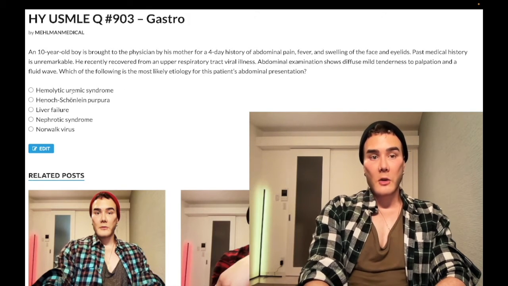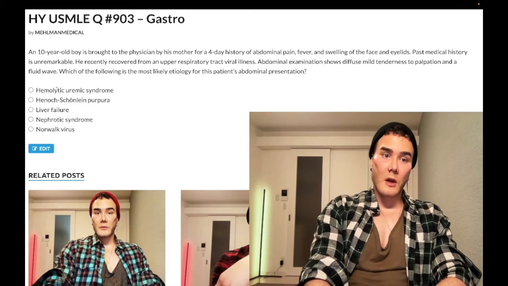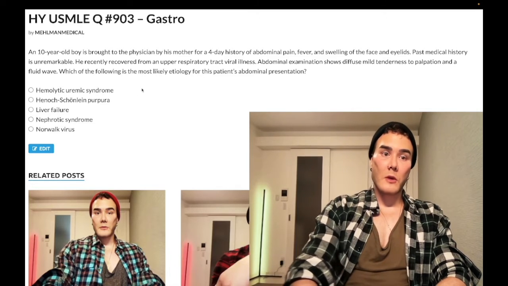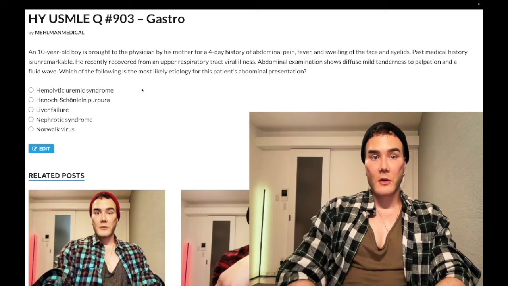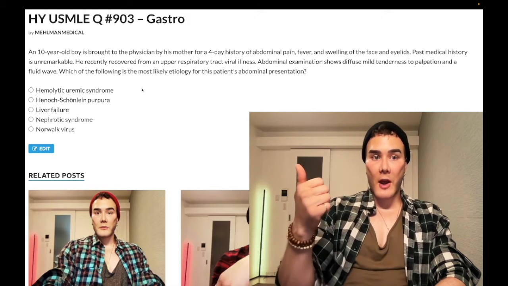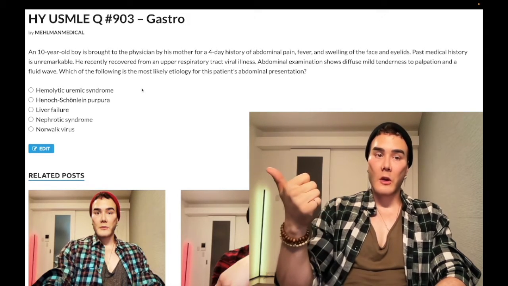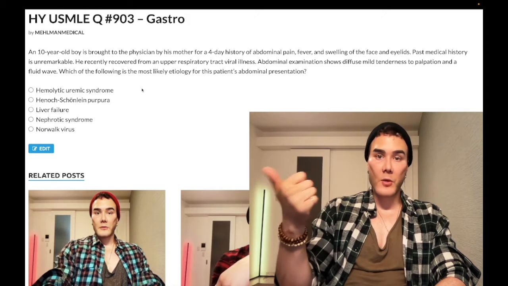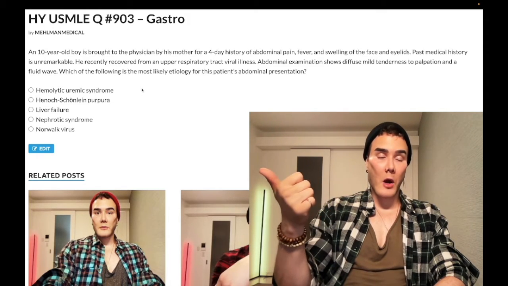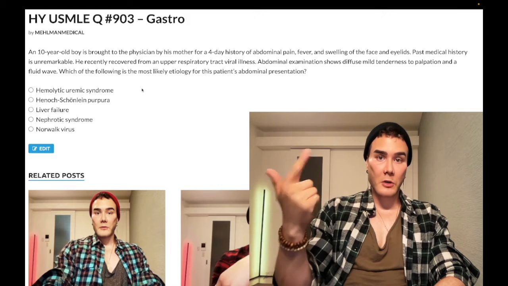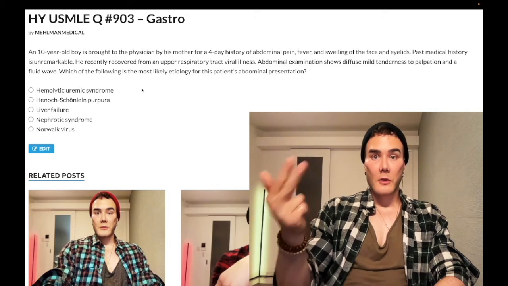Choice A, HUS, wrong answer. So this is going to be a triad. E. coli, EHEC O157:H7, or Shigella, liberating toxin. The triad's going to be number 1, renal problems, quote unquote. So it can be increased RFTs, BUN or creatinine. It can just be red urine where we have normal RFTs. So renal problems, number 1. Number 2, thrombocytopenia. Number 3, schistocytosis.